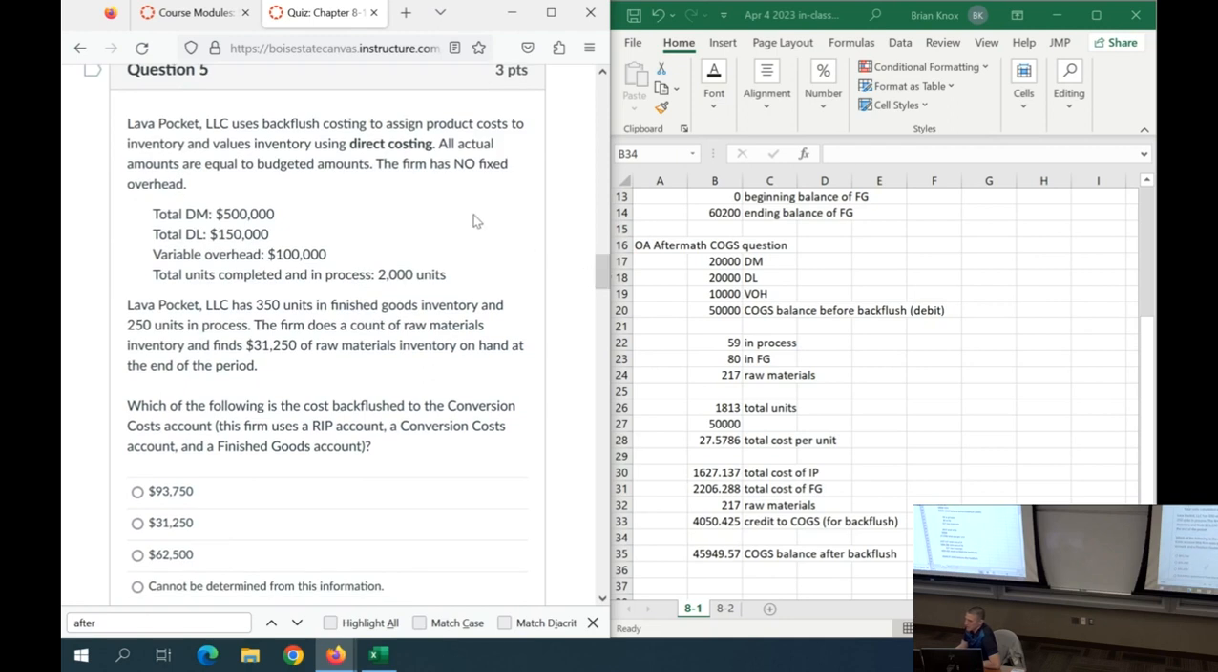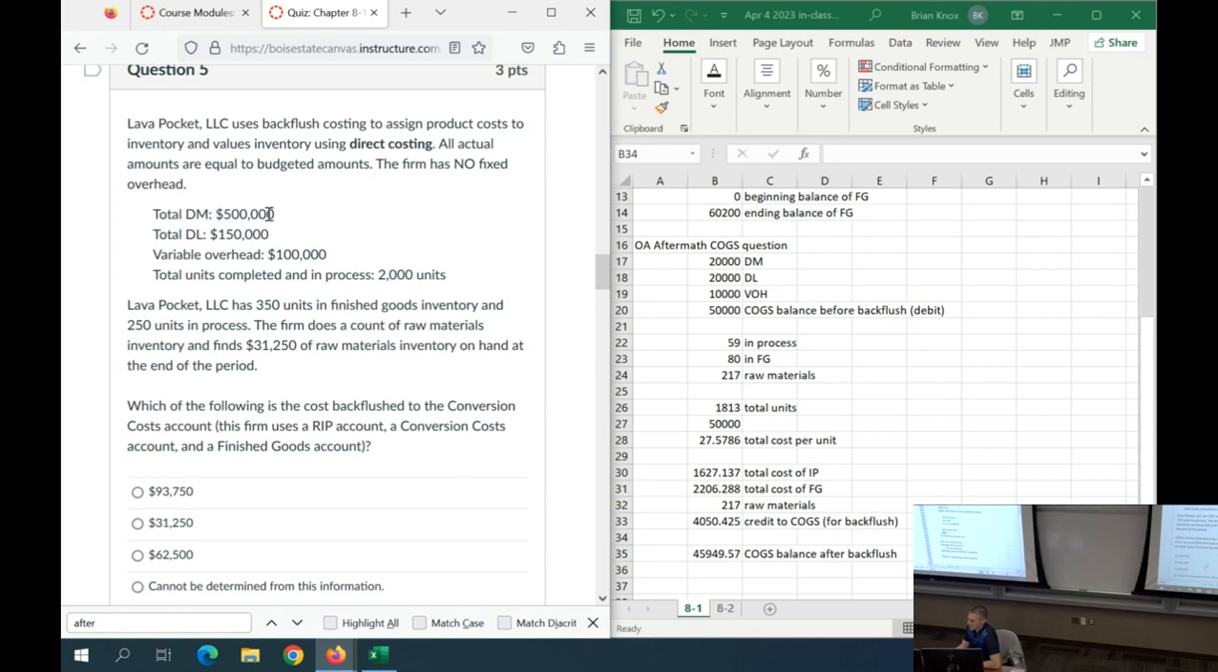So Lava Pocket LLC uses backflush costing to assign product costs to inventory and values inventory using direct costing, which means what we consider to add to the value of inventory is defined using the direct costing method, which means the three that I've given you here are all three product costs. All actual amounts are equal to budget amounts. The firm has no fixed overhead. All right, so these two sentences are just there to help you know there's no funny business going on. This is a simpler problem than you might otherwise think. Those sentences just try to help you not overthink the problem.